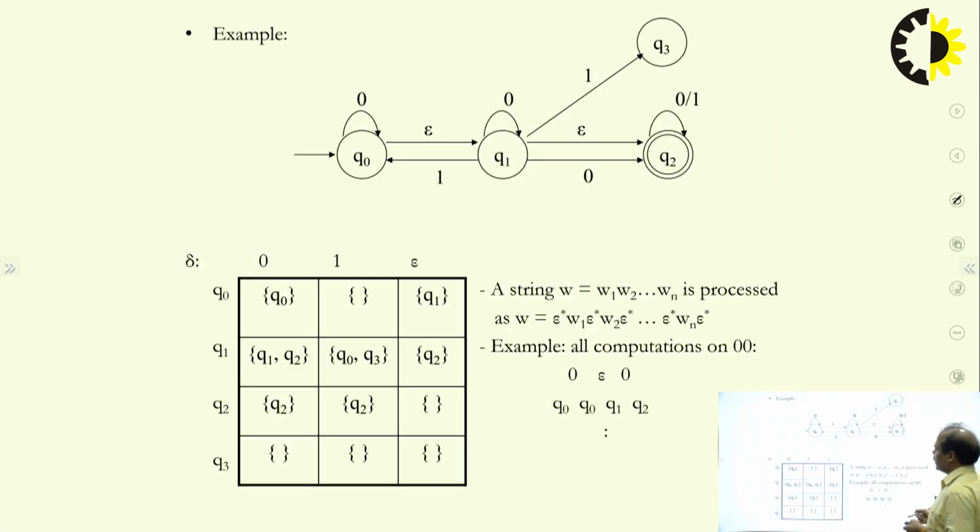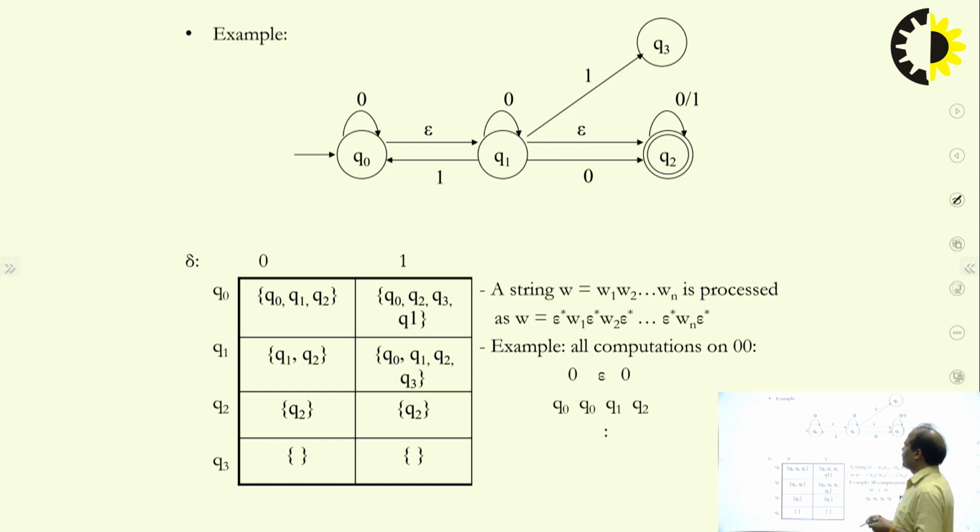Here is another example. See here, Q0 on 0, you are at Q0, on 1 you are not going anywhere, on epsilon from Q0 you can go to Q1. So this epsilon move can be eliminated by just computing the closures. Look here, Q0 on 0, you are going to Q0, and on epsilon you are reaching Q1 also, and on again epsilon you are reaching Q2 also. So as a result, on Q0 with 0, you are actually reaching Q1 and Q2 together with Q0.